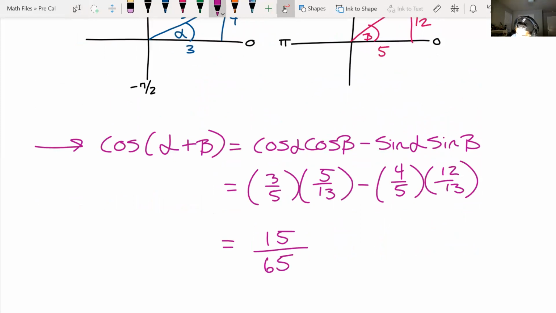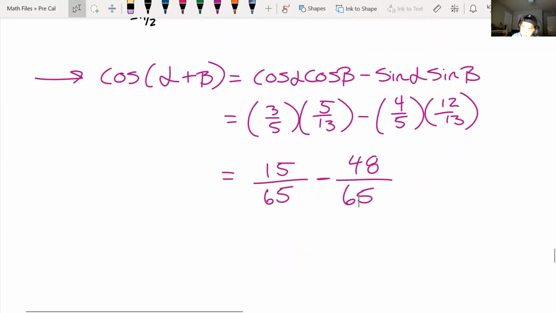65. Well, those should cancel, right? What should cancel? Oh, those fives? I wouldn't do that, because you're going to have to add it to the fraction on the right. So if you cancel those fives right now, you're going to have to get common denominators. Good point, and get back to the 65. Good eye, though. And 15 over 65 minus 48 over 65 gives me negative 33 over 65.